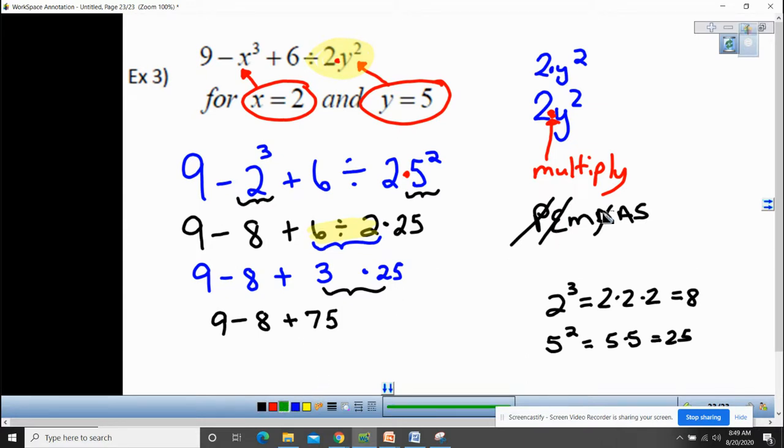We're almost done. We just did the multiply. The last set is add or subtract at the very end. I see subtract first, so do it. 9 minus 8 is 1. Bring down the back. 1 plus 75. Your final answer to this problem is 76.